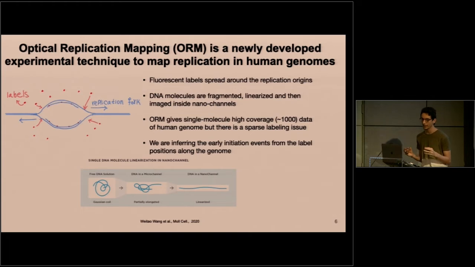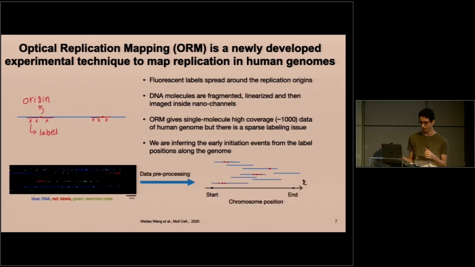In this technique, some fluorescent molecules, molecules that are made of a thymidine-like molecule attached to a fluorescent molecule, are inserted inside the cell's nucleus. And as the replication forks move, these fluorescent labels start to get incorporated at the replication forks. Then after the replication process is completed, the DNA molecules are fragmented and linearized inside nanochannels. And at this stage, they are ready for obtaining the ORM images.